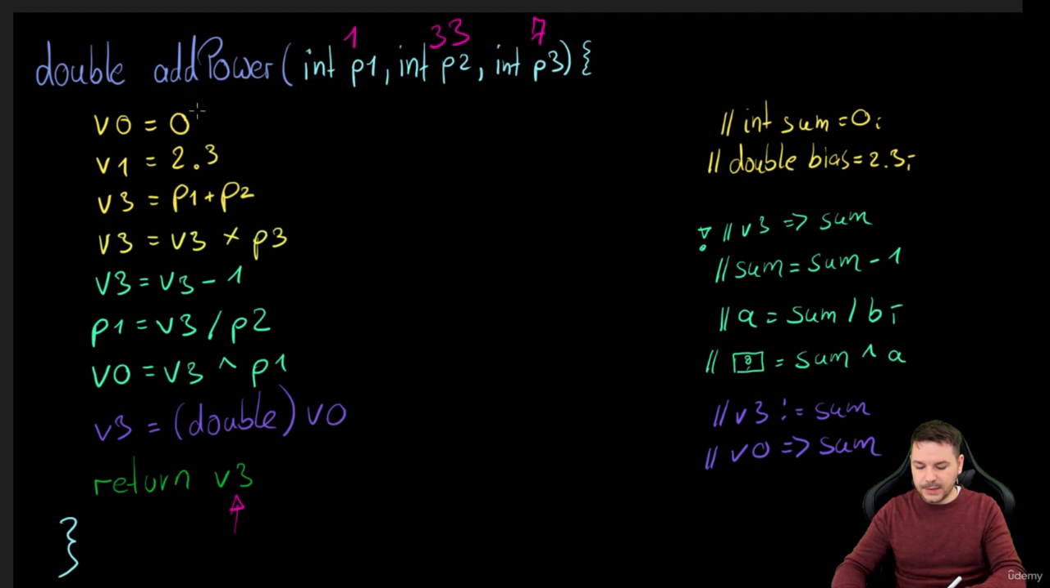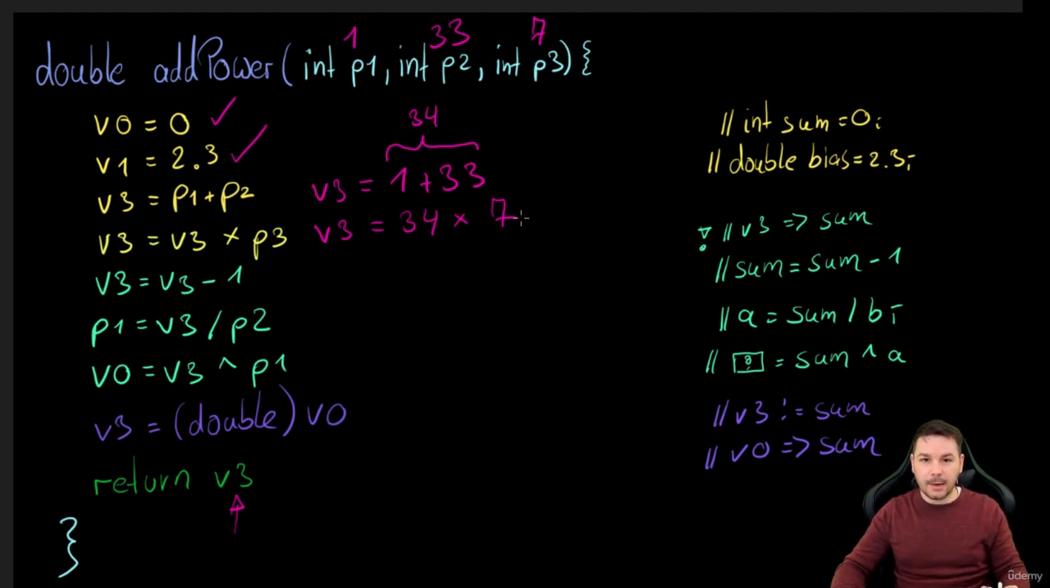Okay, so V0 is at this point 0. That's okay for us. V1 is at this point 2.3. Alright, now we've got V3, and V3 is now P1 plus P2, 1 plus 33. This means we've got 34. Alright, so now V3 is 34 multiplied with 7.